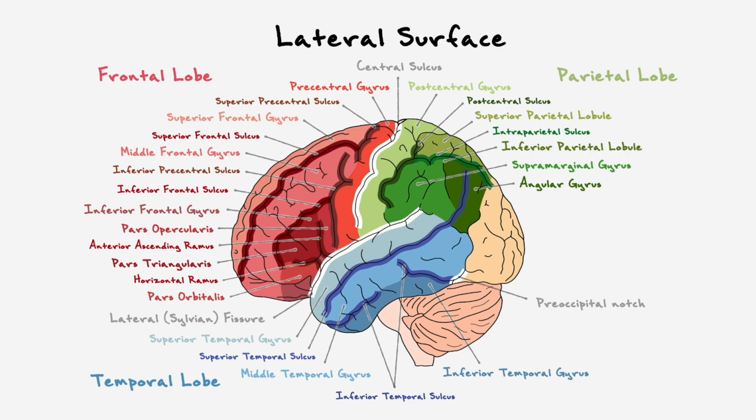By the way, I want to mention that one good trick to find the supramarginal and angular gyri is that to find the supramarginal gyrus, you can follow the course of the lateral fissure, and to find the angular gyrus, you can follow the course of the superior temporal sulcus.